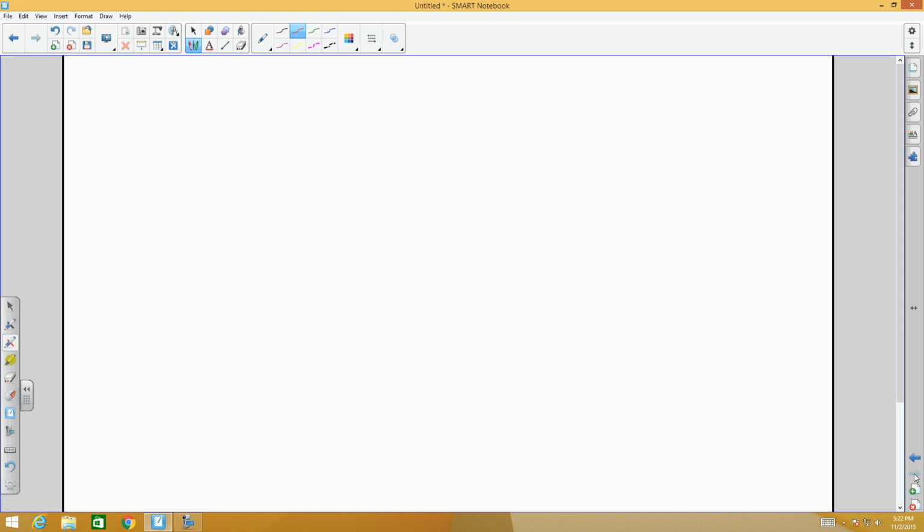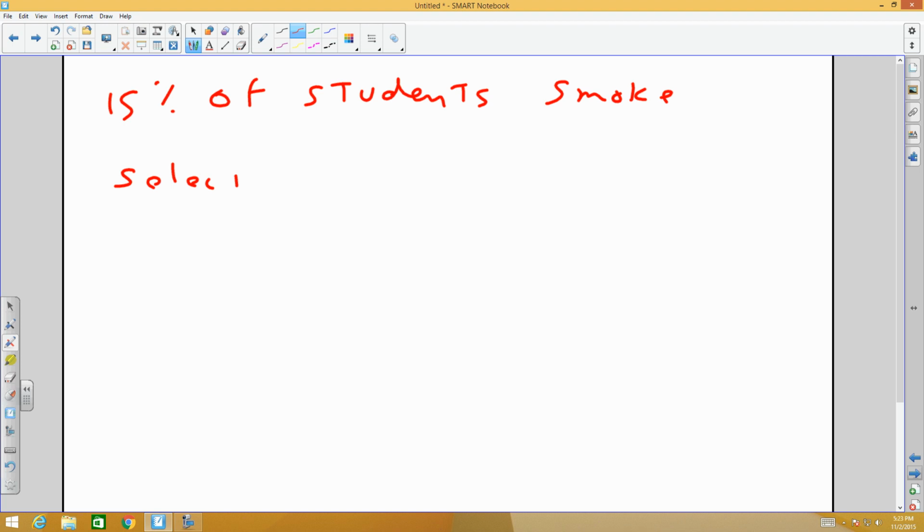Okay, now I want to give you an example of multiple selections, because multiple selections is one of the very famous examples here. So I start by selecting from a large population. Suppose I know that 15% of students smoke in general. Okay, so if I select 4 students, what is the probability that all of them smoke?